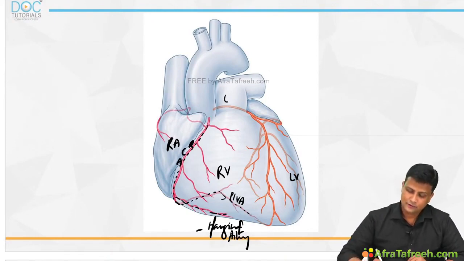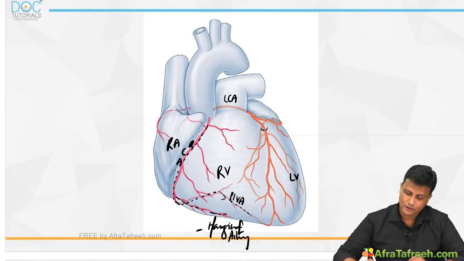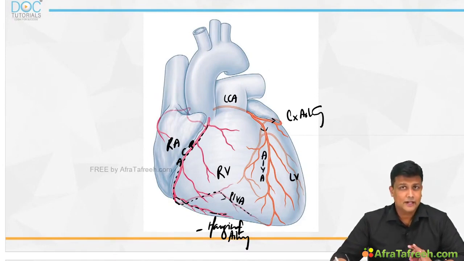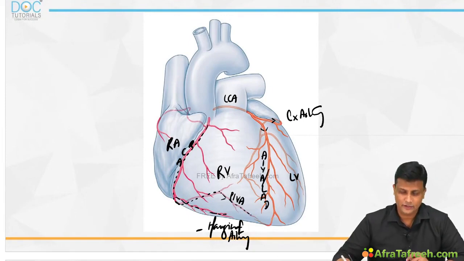Now, this one is your left coronary artery over here. It is very much shorter in length, and immediately it is going to divide into 2 branches. One will be the circumflex artery, which is going to take a turn, and this one here will be the AIVA, anterior interventricular artery. The same anterior interventricular artery is very famously known as the LAD artery, left anterior descending artery.